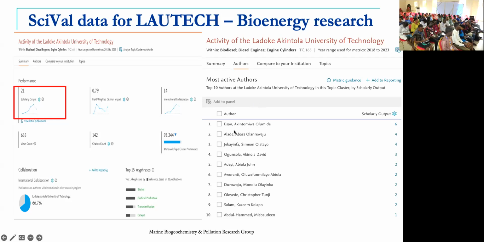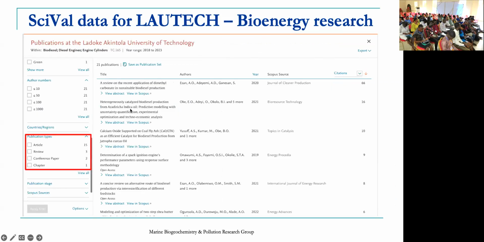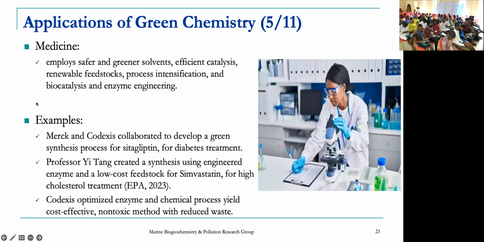I want to urge the lead authors here, those that are leading the pack, I mean, they should do more. It's a good start, I must say. It's commendable, but you can do more. This is a breakdown by publication types. I'm not going to just waste my time on this. I'll move on to the next application.